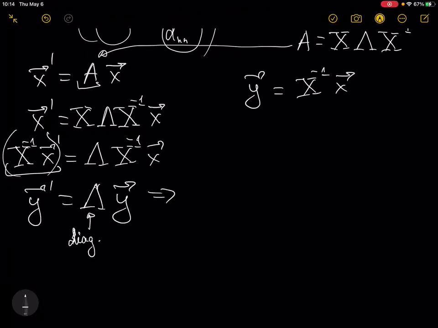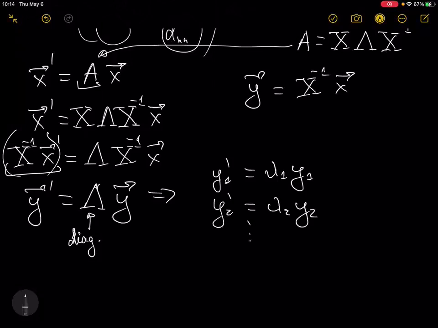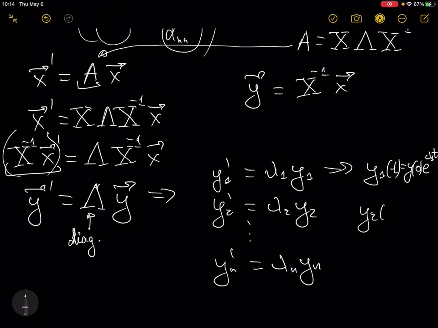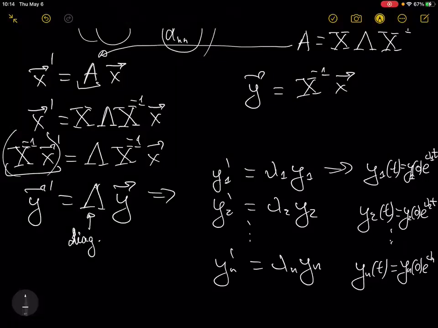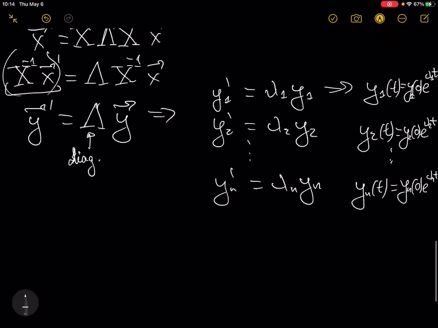So how will it look? y1 prime equals lambda 1 y1, y2 prime equals lambda 2 y2, and so on, yn prime equals lambda n yn. The solution of that is nothing else but y1 as a function of time equals y1 at the initial moment of time times e to the lambda 1 t, y2 at the initial moment of time times e to the lambda 2 t, and yn at the initial moment of time times e to the lambda n t. So as a result, you know the solution for y immediately, right?